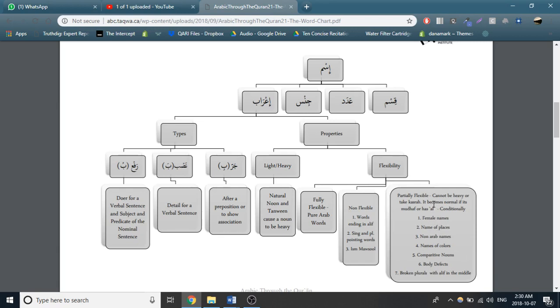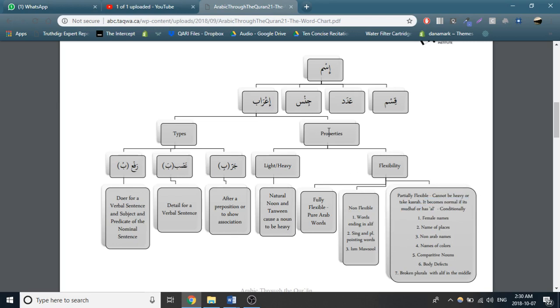And in the case that an al is added to a mudaf, then it can become normal, be treated normal. This is something conditional. I don't know if we studied this in detail. You'd have to ask Ustad about that, because I can't think of any examples in my mind.